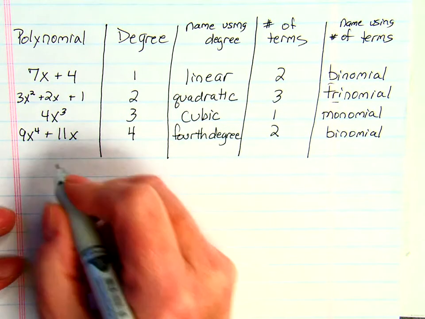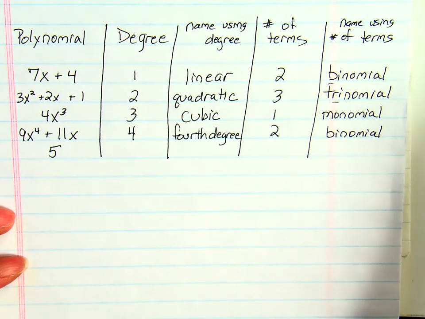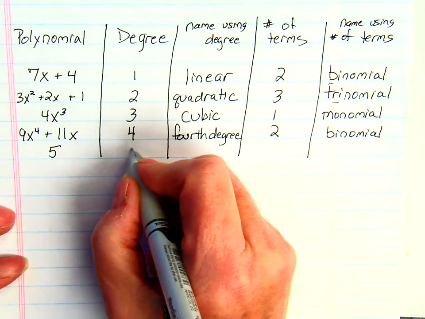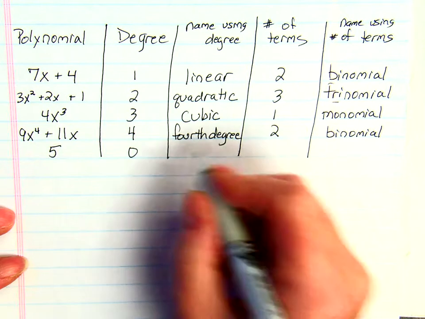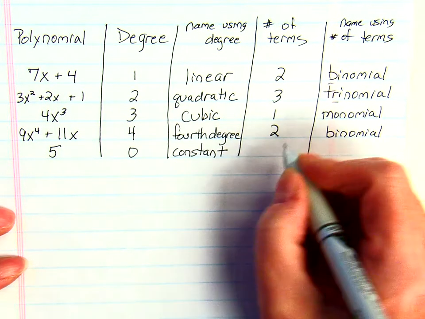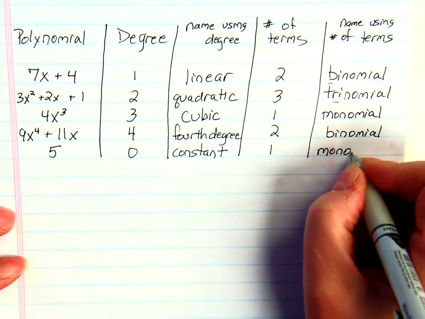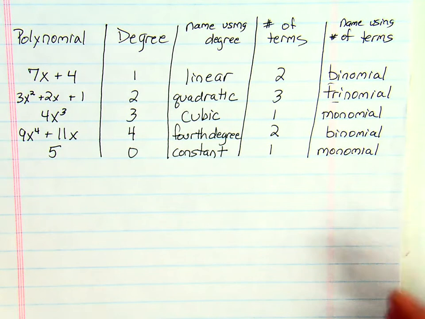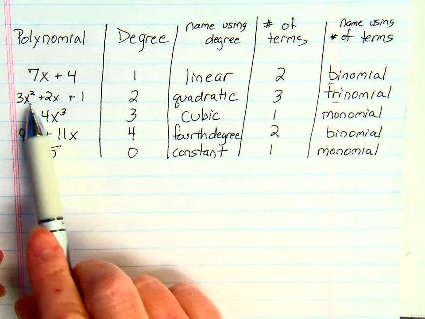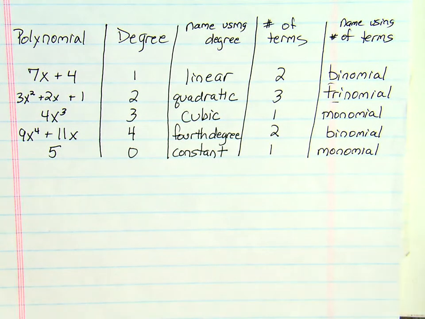And then finally, we'll end with a 5. As we saw before, our 5 is a degree 0. We call this a constant. We need to make sure we know that. There's only the one term, and it is a monomial. Now, we didn't look at anything that was a strict polynomial, but anything that goes above 3 terms is just going to be labeled a polynomial.